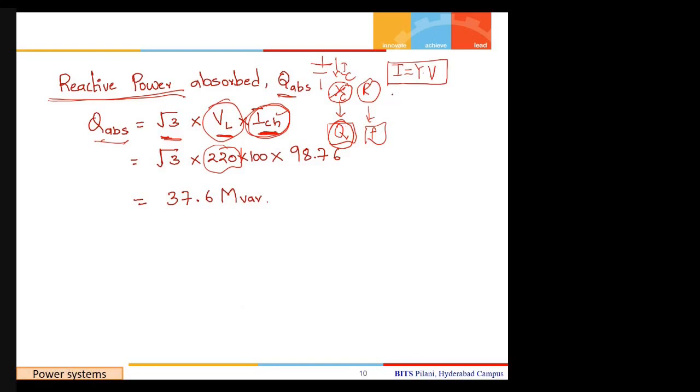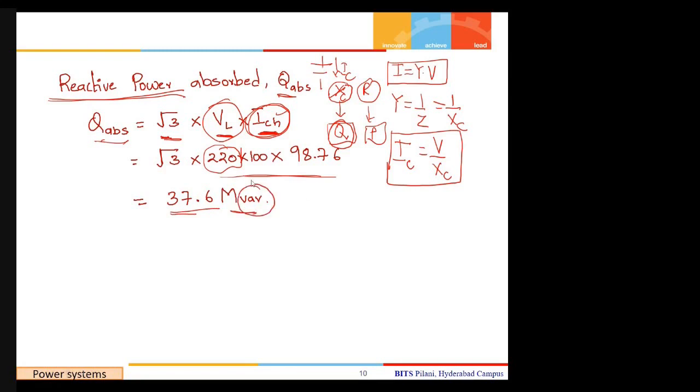Admittance Y is the reciprocal of the impedance of the line. When we are dealing with the impedance, we are basically dealing with the value of XC. So Y is the inverse of impedance, so we are getting 1 by XC. Now, if we put that here, I is equal to V by XC, we will be getting the charging current of the line. On substituting the values, we will be getting 37.6 megavolt ampere reactive. Now this unit is in var, megavolt ampere reactive.